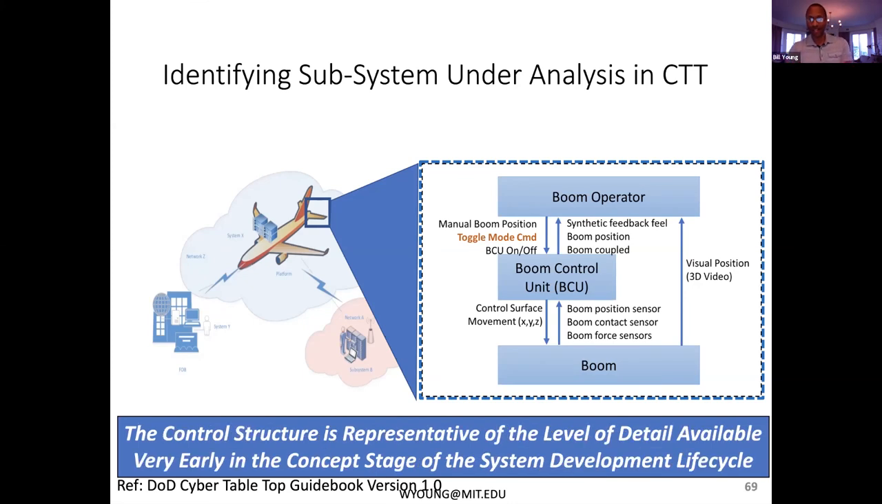Also, the control structure has a lot more detail than would typically be available if all we did was try to conduct the cyber tabletop using an OV1, which is just a basic cartoon similar to what you see there. We have a much richer model that we can now take advantage of. And having that richer model, which, by the way, has direct traceability back to the mission, we are very well set up to get some great results from this.